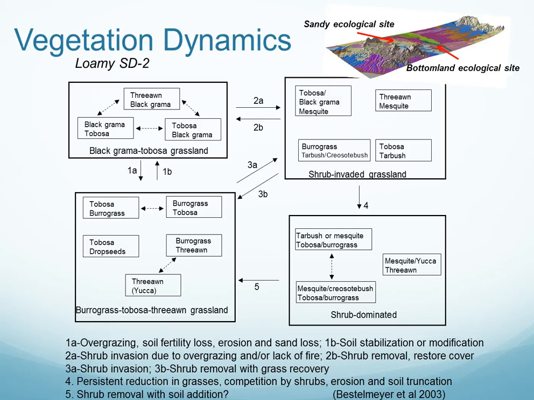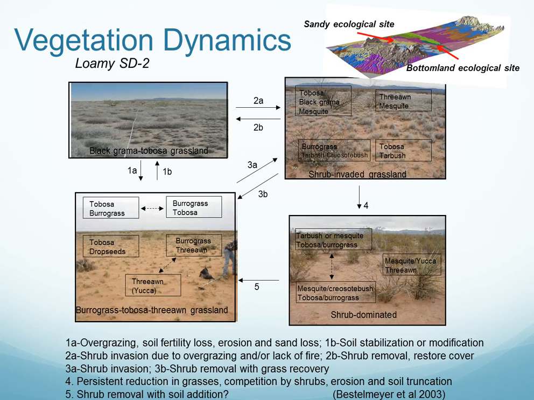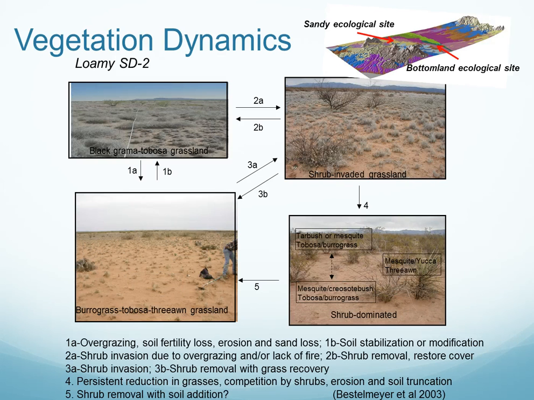Now, state and transition models can get a little overwhelming because there are all these boxes and arrows, and sometimes it helps to think about these in terms of what this actually represents. So here we see one more state and transition model. This is for a Loamy site, again in southern New Mexico. But if instead of looking at these communities and the names of all the communities, we were to replace those boxes with images, this may help to illustrate the point.